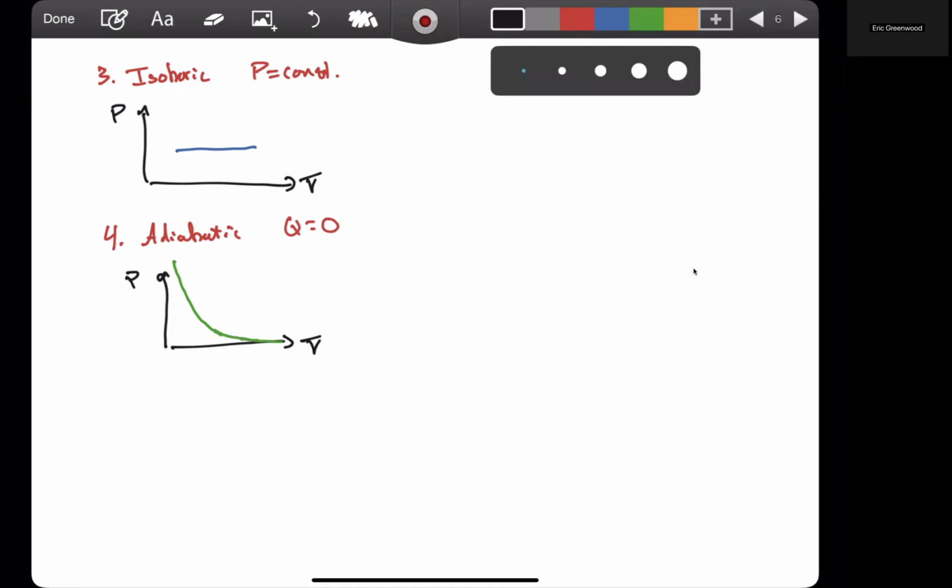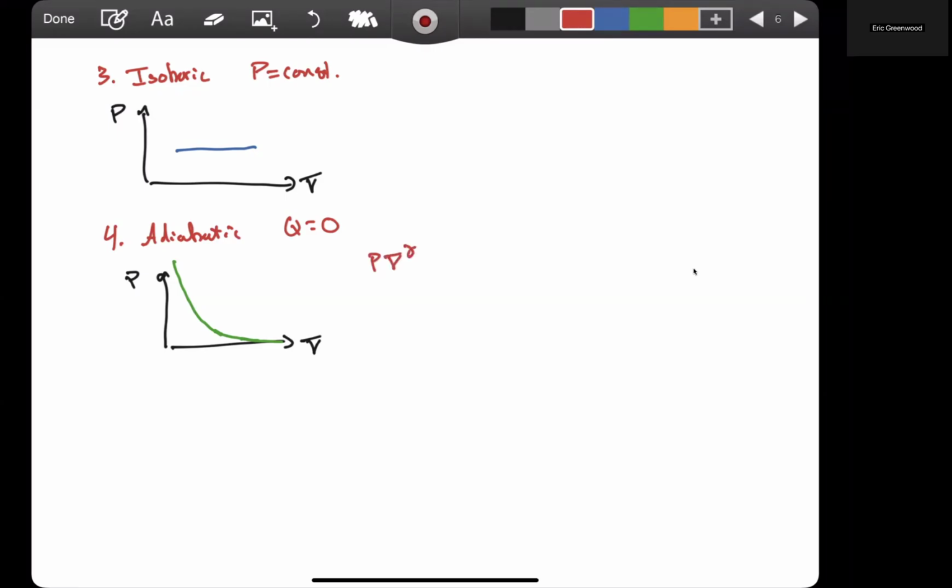So here we know that we have some relation, so that the pressure times the volume raised to the gamma is equal to a constant. So again, it just means everywhere along this curve, pressure times volume to the gamma is equal to a constant. And we also have that the temperature times the volume raised to the gamma minus 1 is also equal to a constant, which again means anywhere along that curve, this is also true.